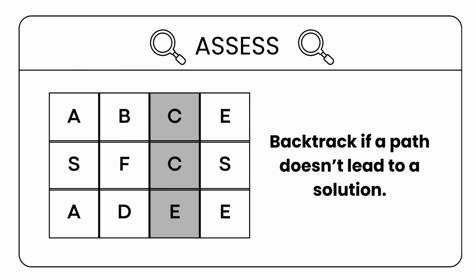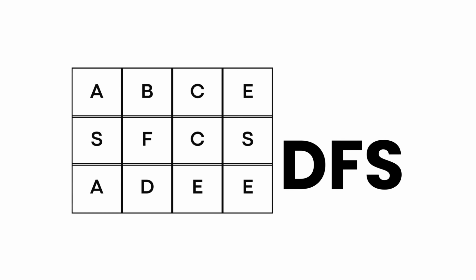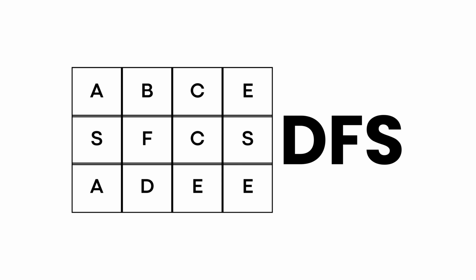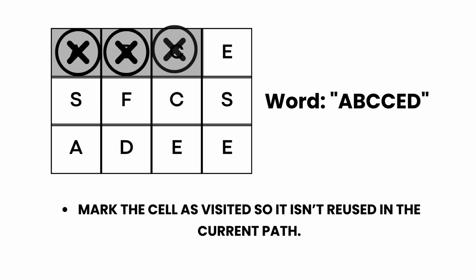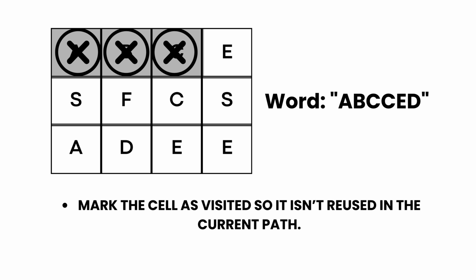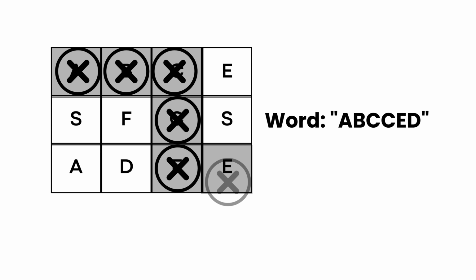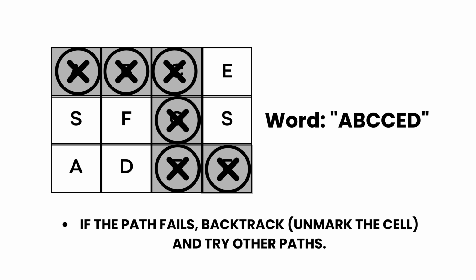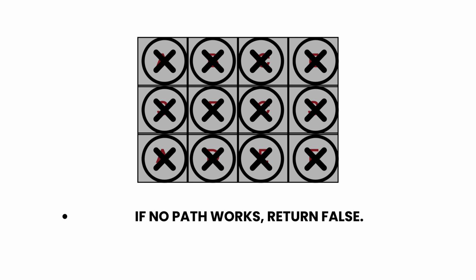Backtrack if a path doesn't lead to a solution. Loop through every cell in the grid. For each cell, use DFS, backtracking, to attempt to build the word. If the current cell matches the next letter, recursively check all four directions: up, down, left, right. Mark the cell as visited so it isn't reused in the current path. If you reach the end of the word, return true. If the path fails, backtrack, unmark the cell, and try other paths. If no path works, return false.